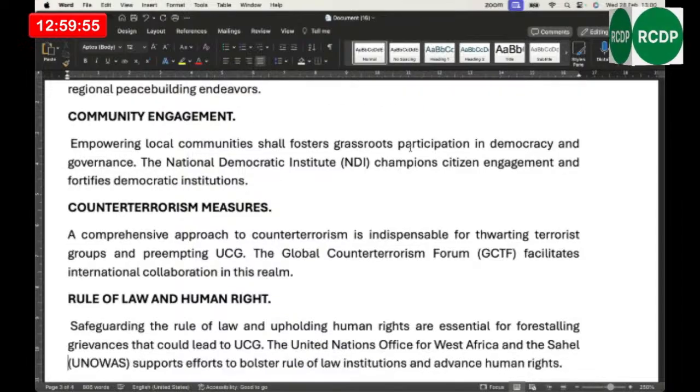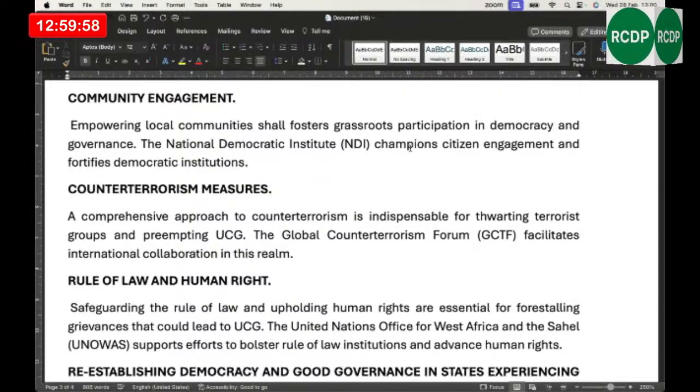We are also looking at the issue of counter-terrorism measures. A comprehensive approach to counter-terrorism is also indispensable in thwarting terrorist groups and preventing UCG. Here we have the Global Counter-Terrorism Forum that facilitates international collaboration in this region.